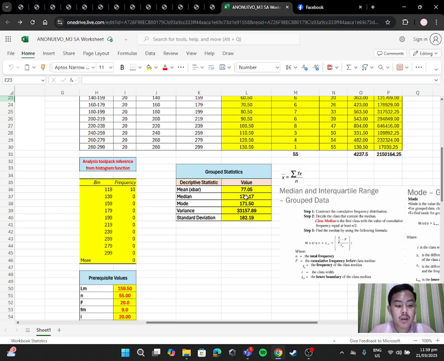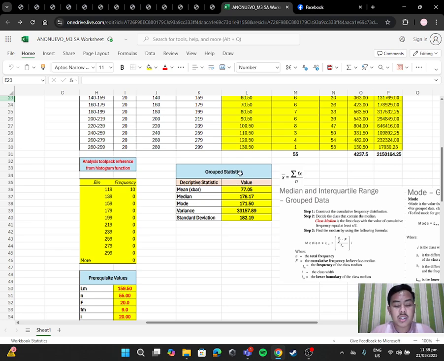The median is determined using the formula for group data, which requires identifying the median class and using values such as the lower boundary, cumulative frequency before the median class, frequency of the median class, and class width. The mode is found using the mode formula for group data. Variance and standard deviation can be computed using either Excel functions or standard formulas.